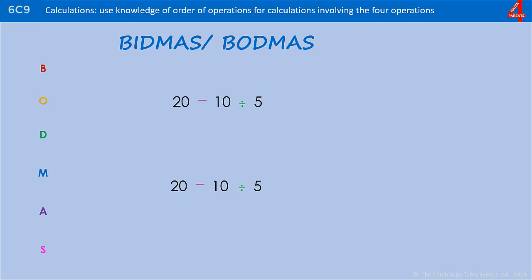Here we have two identical calculations, but we're going to put brackets round 20 subtract 10 in the second one. So we will get different answers for each of these. Starting with the top one, we have division, which comes before subtraction. So we're going to deal with the division first. 10 divided by 5 is 2. I'm just going to cross that out. Now I'm left with 20, take away 2, which is 18.